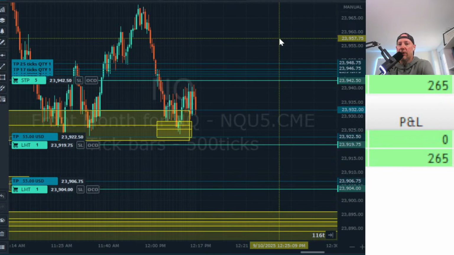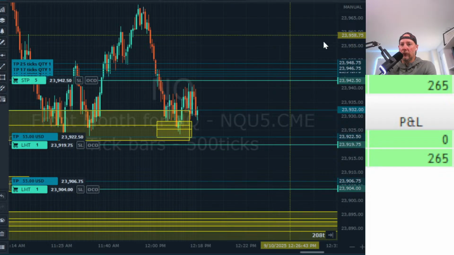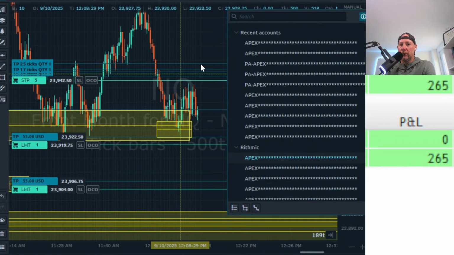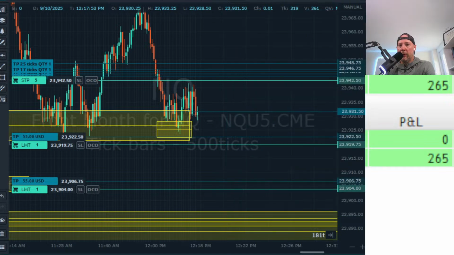Okay, so far as you can see on the right side, I have taken one trade on this Apex eval account. It was a $265 winner. That was a 50k eval. Now I am trying to place a trade on a 150k account. Let me check something.